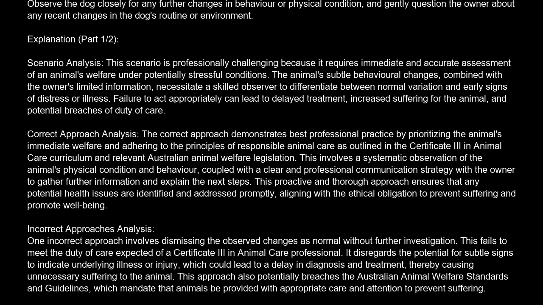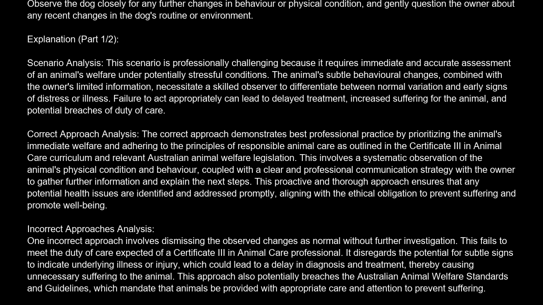Failure to act appropriately can lead to delayed treatment, increased suffering for the animal, and potential breaches of duty of care. Correct approach analysis. The correct approach demonstrates best professional practice by prioritizing the animal's immediate welfare and adhering to the principles of responsible animal care, as outlined in the Certificate III in Animal Care curriculum and relevant Australian animal welfare legislation. This involves a systematic observation of the animal's physical condition and behavior, coupled with a clear and professional communication strategy with the owner to gather further information and explain the next steps.